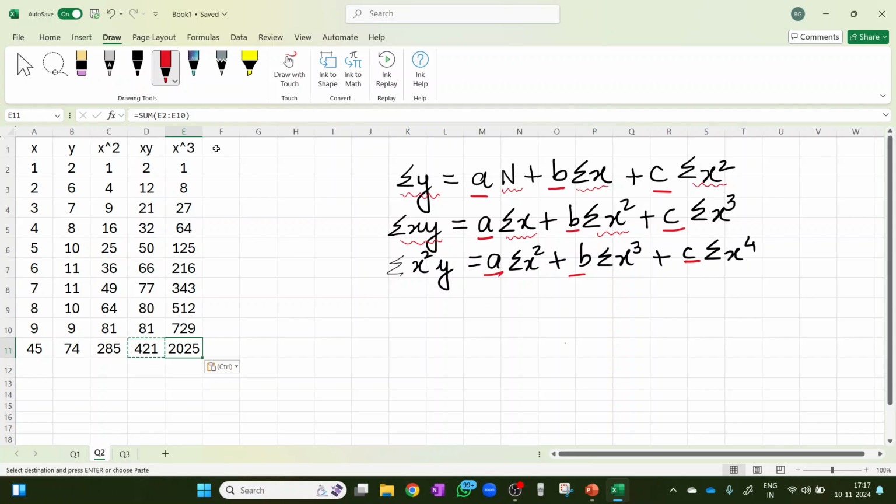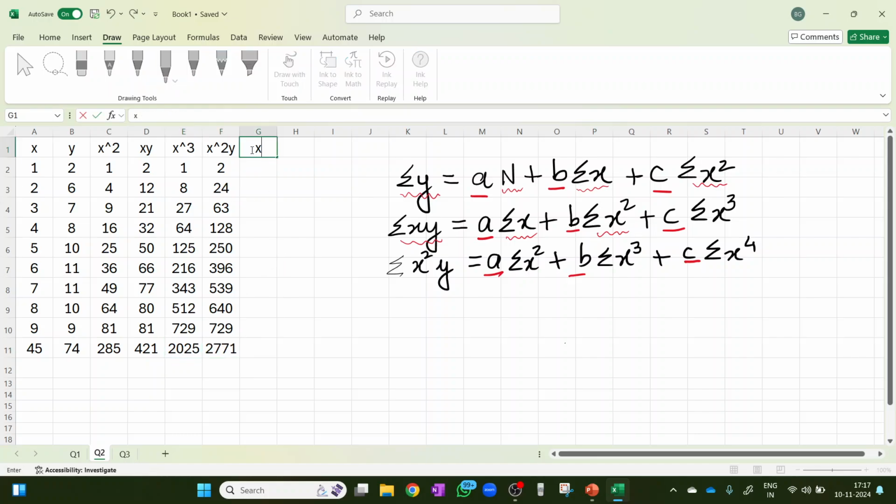Lastly, we require, not lastly, second last. So x square y is also what we require. So x square into y. X square is present in column number 2, column number 3. So I'll multiply column number 3 with column number 2. So that gives me x square y. I need to do it for all 9 observations. Again, we need to calculate the total of this.